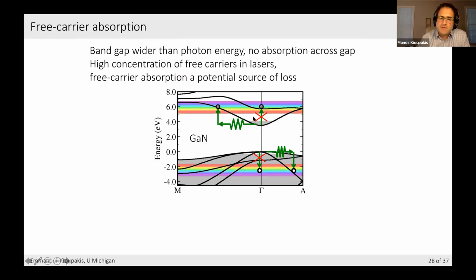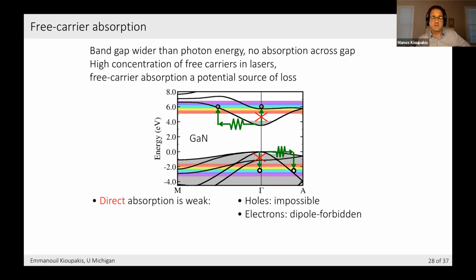However, you have free electrons and free holes. And those electrons and holes can also absorb light, and they can take the energy to go to a higher state. That is called free carrier absorption, right? Those free carriers act like a metal, and metals are very good absorbers of light. They reflect a lot, but they also absorb a lot, any light that manages to penetrate into the metal. And so free carrier absorption is a potential source of loss in the material.